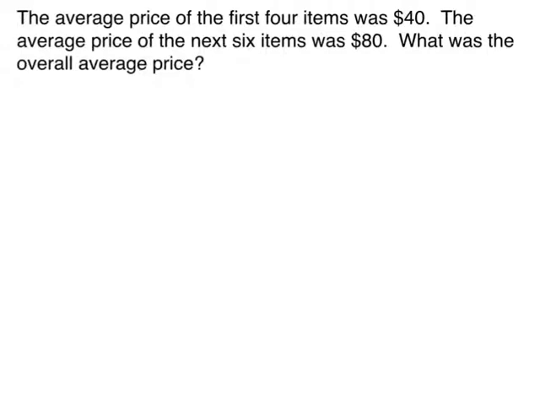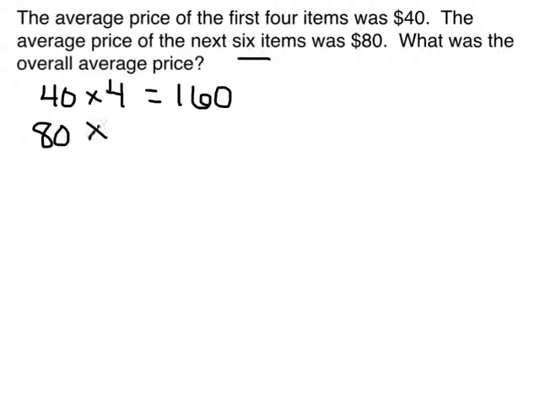The average price of the first 4 items was $40, and the next 6 items was $80. So we need to find the overall average price. We have 4 items that average 40, so we say 40 times 4, that's 160. The next 6 items averaged 80, so we say 80 times 6 is 480.